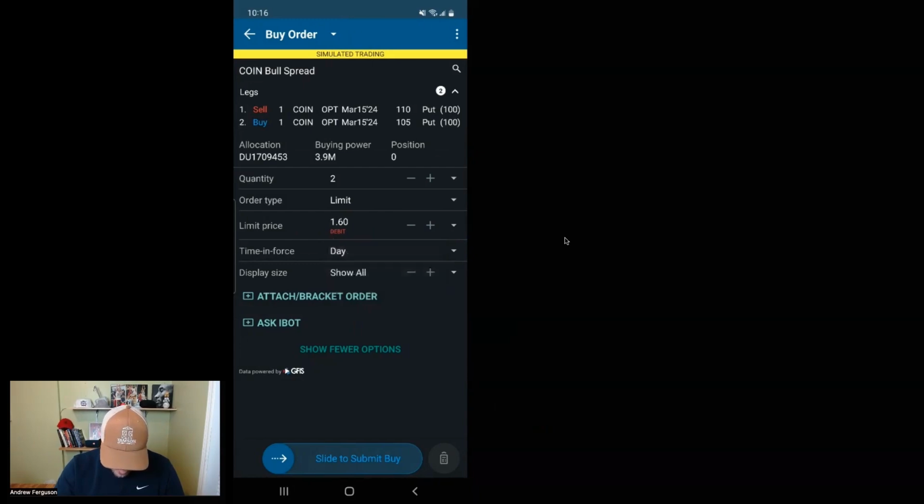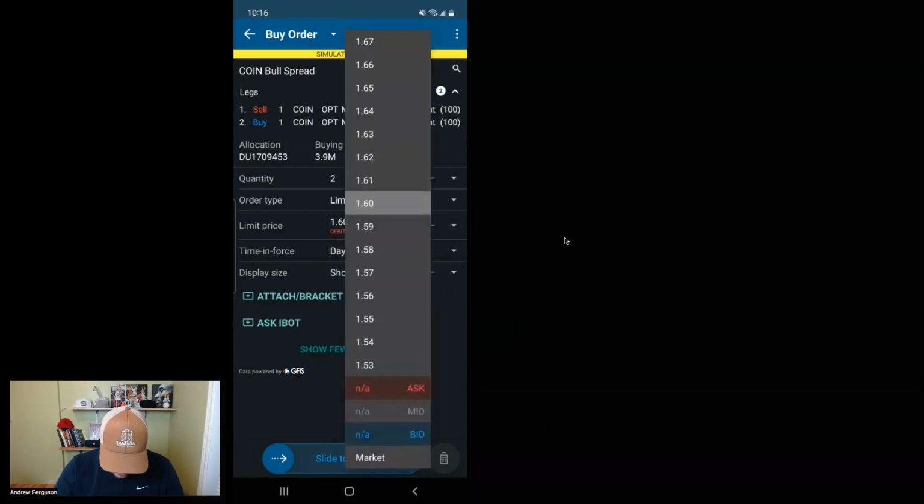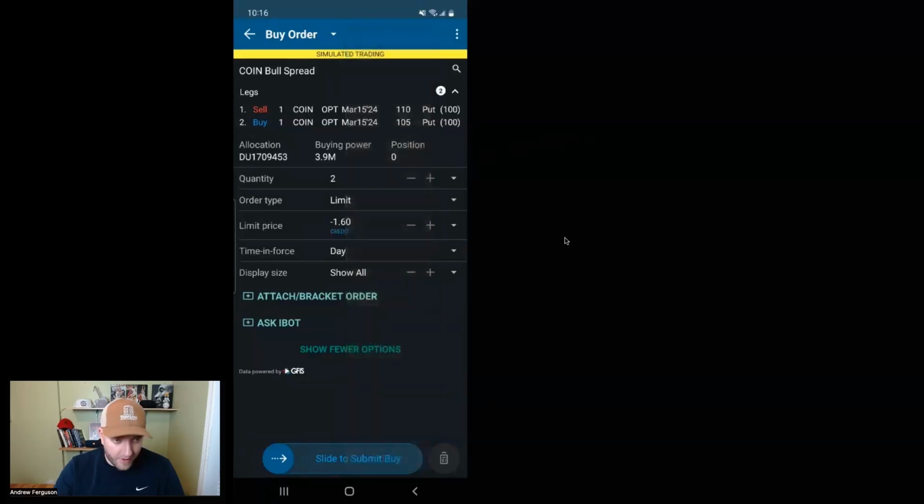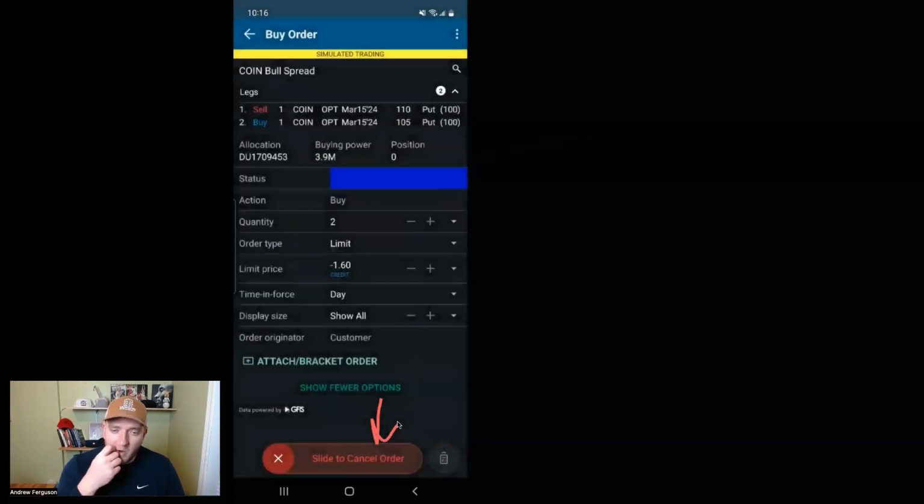So again, I'm just going to go to the wheel here and wheel down all the way. Could do this faster by just typing in the number, but I'm just going to go down again to 160, and then there's our credit right there. Time in force day is good, and then submit to buy at the bottom, and that gives you a bull put or a put credit spread in the hopper.